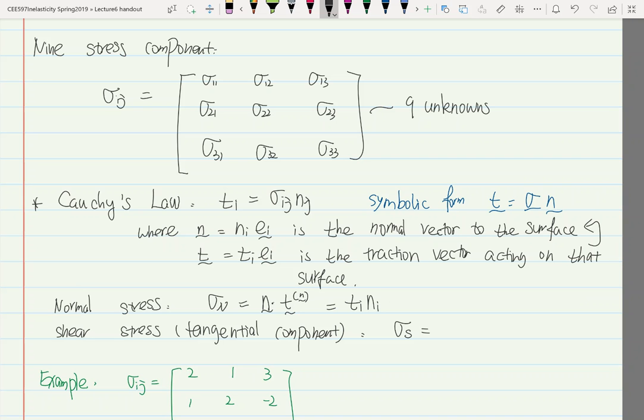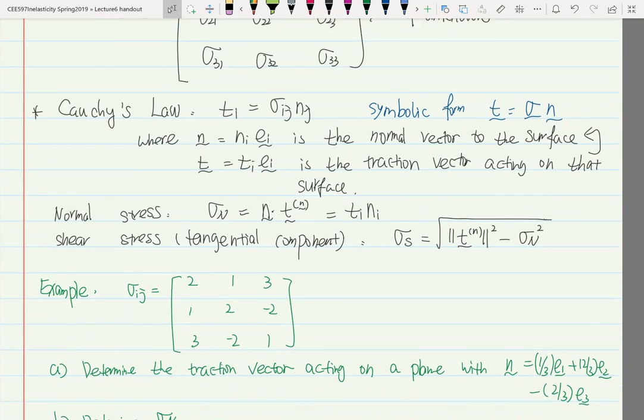And then the shear stress, which is the tangential component, simply equals the square root of your Tn, the norm of that, minus your normal stress squared. Because the normal stress needs to obey the summation notation, it is actually a scalar, and then the shear stress is also a scalar.